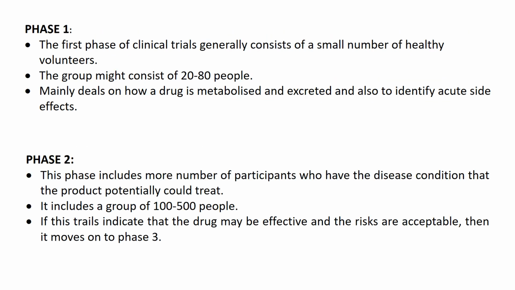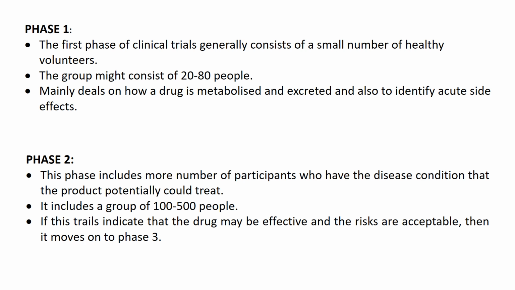About Phase 1. Phase 1 usually consists of a small number of healthy volunteers, around 20 to 80 people. Mainly it deals with how the drug is metabolized, how it is excreted, and also identifying acute side effects. For example, you have discovered a drug. The drug should be metabolized, it should be excreted, and it has to have fewer side effects. I mean, efficacy should be more.